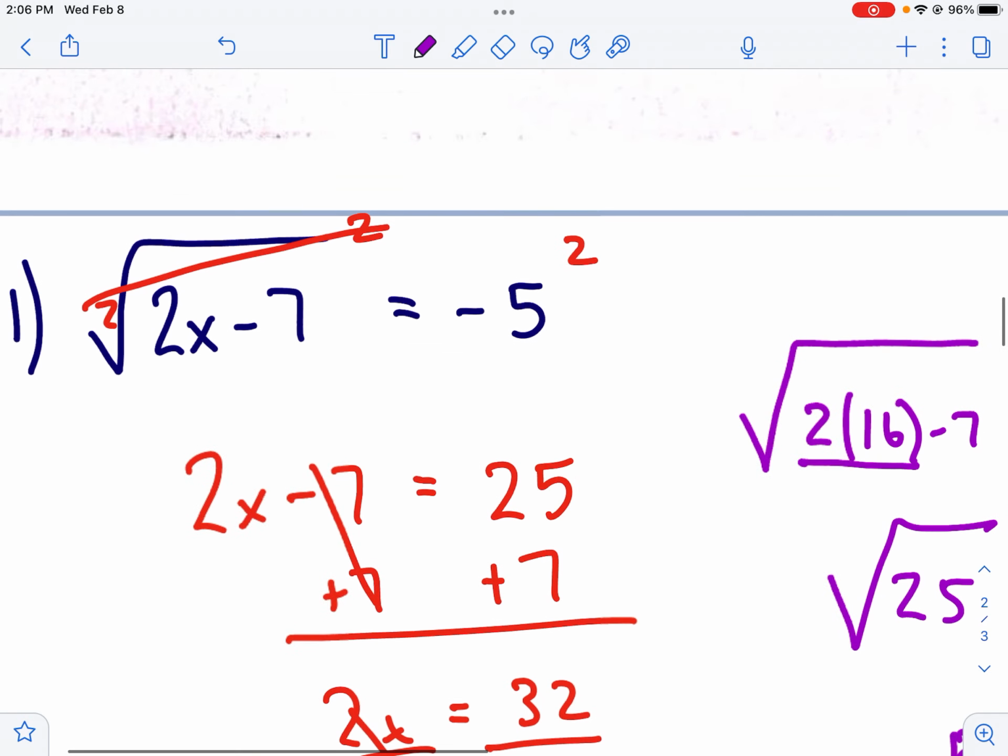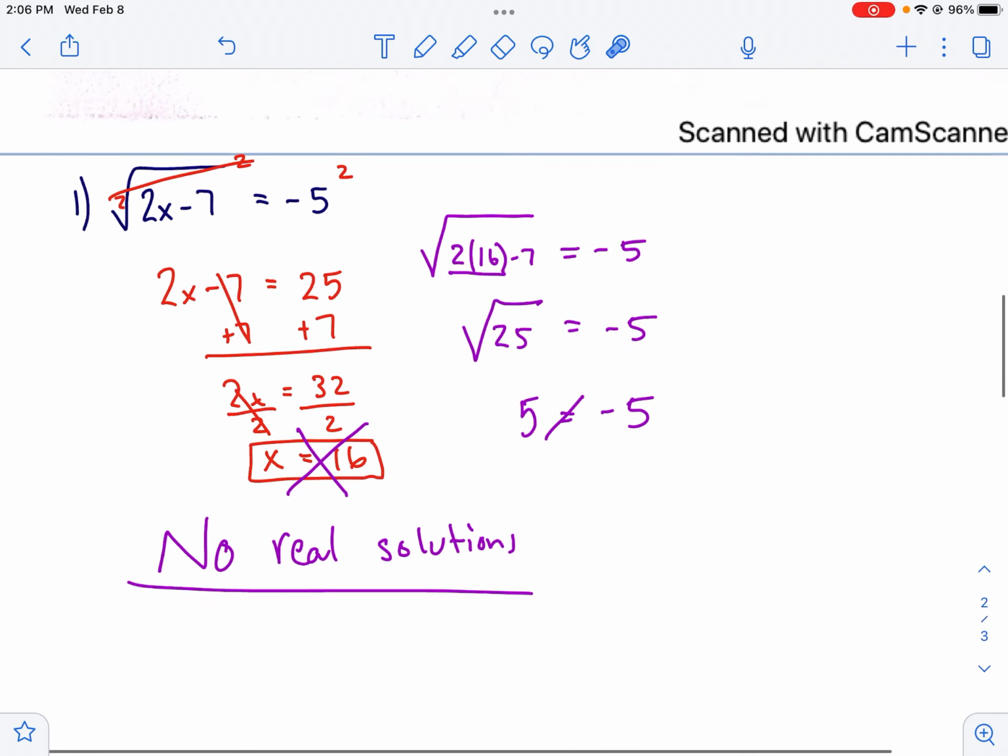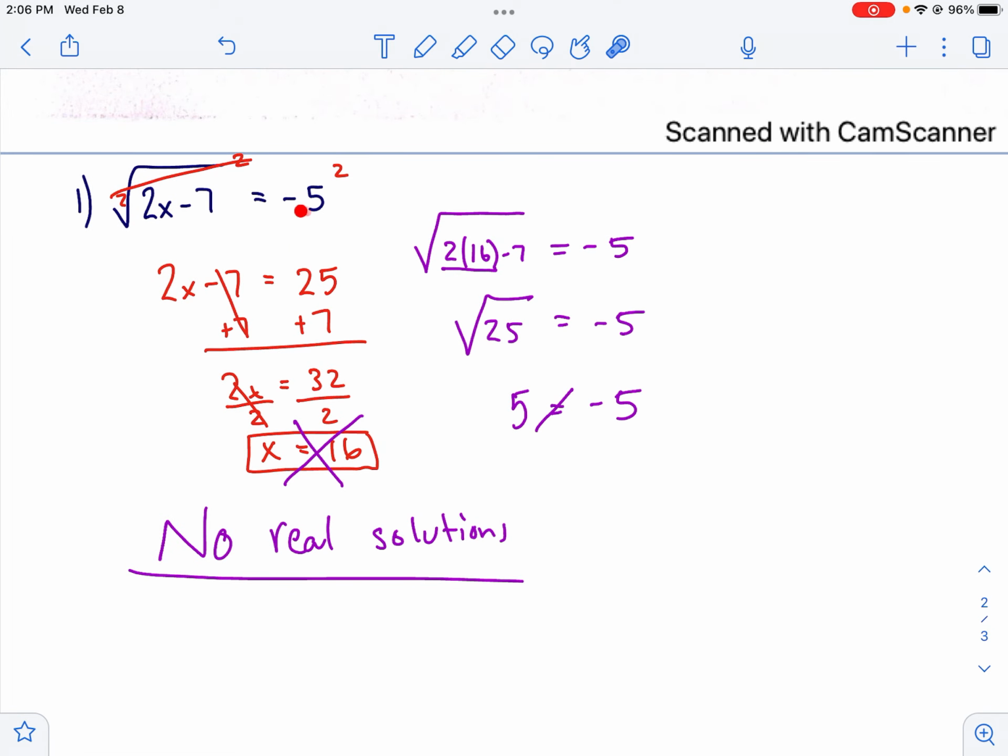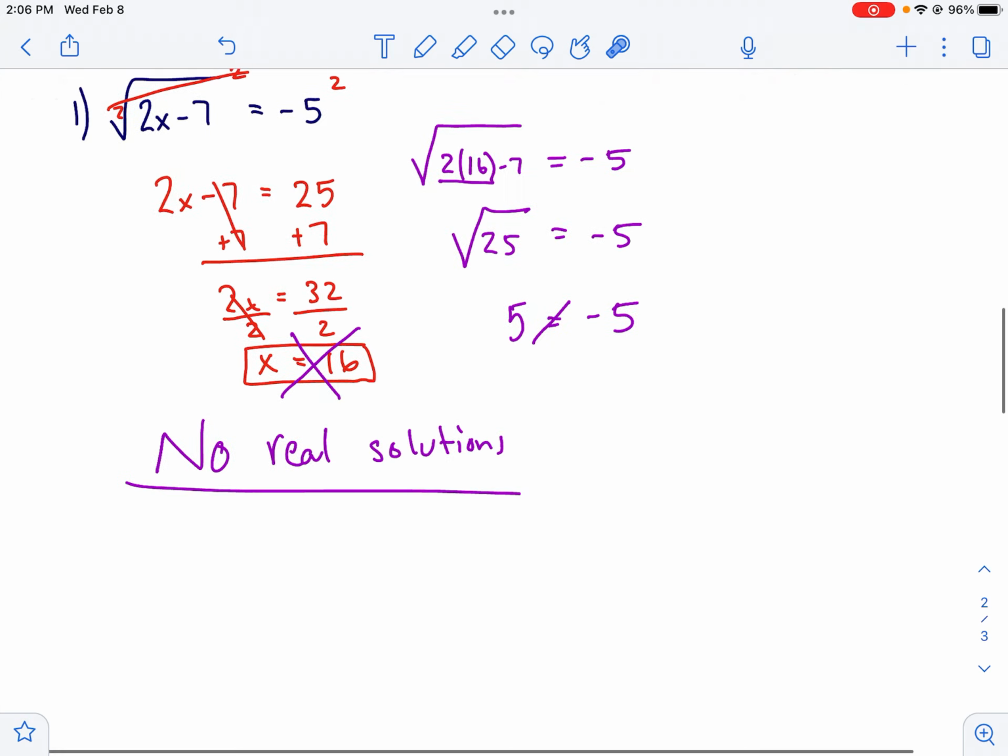The other thing that's going to give this away, if you had recognized this at the beginning, is that this is a square root, and it's equaling a negative number. There is no way to square root a number and get a negative. No matter what number I square root, you will never get a negative number. So you could have said right away in the beginning, oh wait, square root equaling a negative, that can't happen, and come to this conclusion already. But this sort of just proves it.